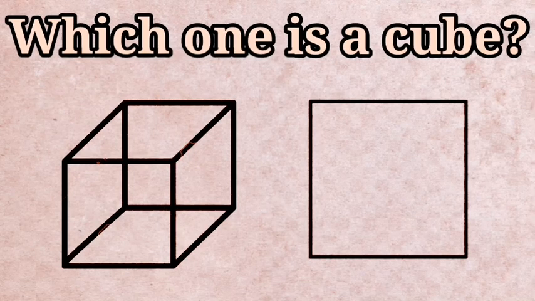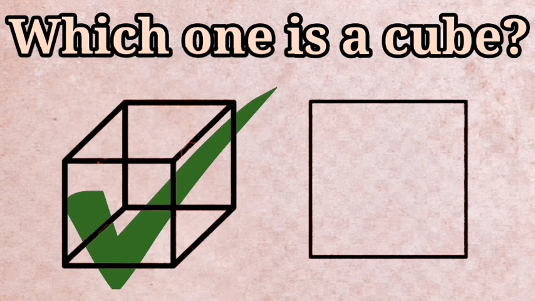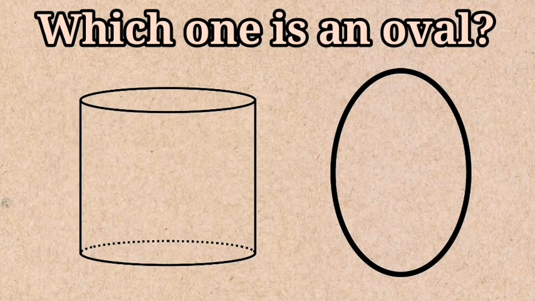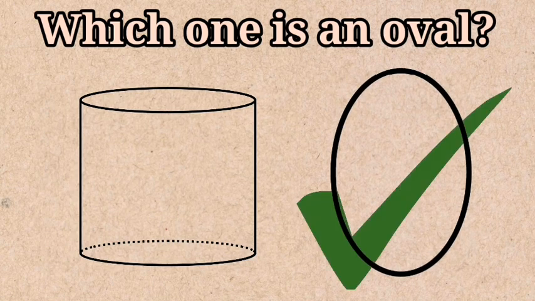Which one is a cube? Remember, a cube is a 3D shape. That's right. The first picture is a cube because the second picture is a square. Which one is an oval? Remember, an oval is a 2D shape. That's right. The second picture is an oval because the first picture is a cylinder.